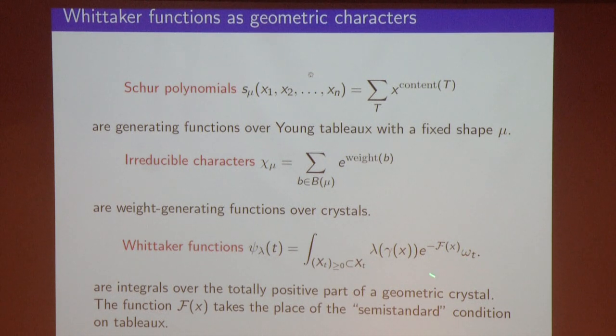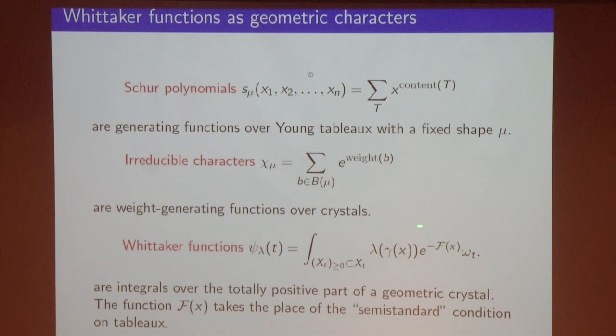So the way to think about this e to the minus f of x is, f of x gives you, in my picture from earlier, these six inequalities for my grid. So you can imagine that instead of summing over semi-standard tableau, you sum over all triangular arrays, but you allow arbitrary integers in the entries, and then you impose the condition that if the inequalities aren't satisfied, then you put zero in front, and if the inequalities are satisfied, meaning it's a semi-standard tableau, you put a one in front.